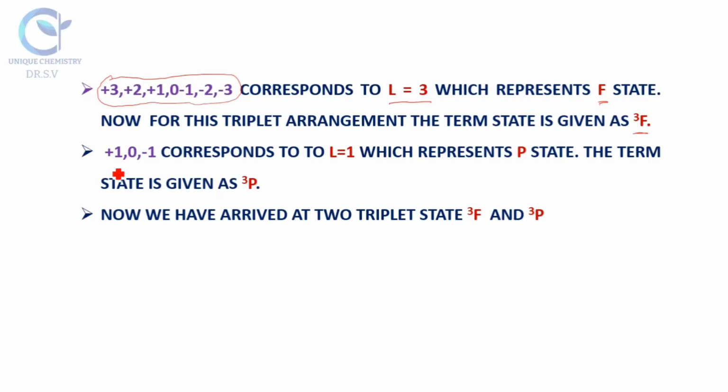Now the other set of ML values are plus 1, 0 and minus 1, which corresponds to L value 1, which represents a P state. Since it is a triplet state, it is a triplet P. So now we have arrived at two terms for the triplet state, triplet F and triplet P.